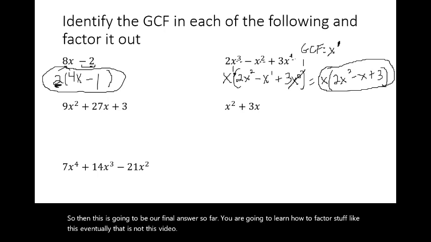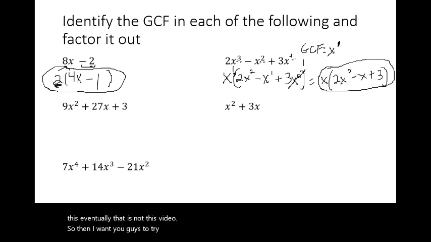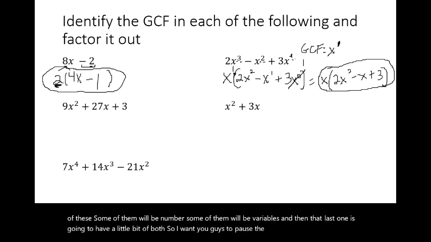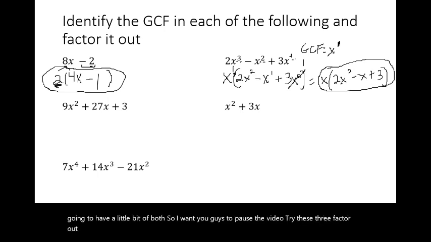Then I want you guys to try the other 3 by yourselves. We've already identified the GCFs in each of these. Some of them will be numbers, some of them will be variables, and then that last one's going to have a little bit of both. So I want you guys to pause the video, try these 3, factor out the GCF in these last 3, and then resume when you are done working and ready to check your answers.